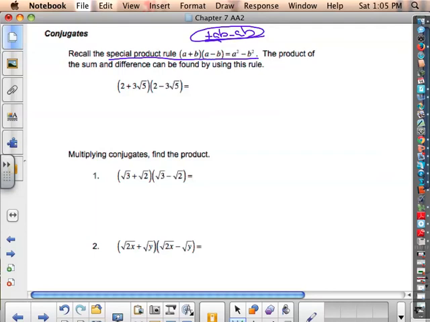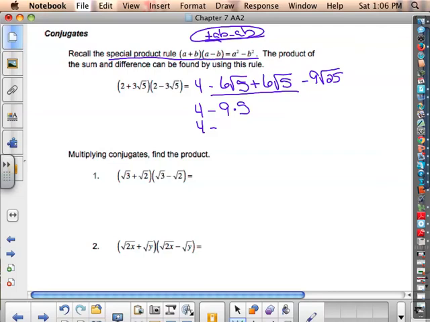So let's FOIL this. 2 times 2, 4, then minus 6 square root of 5, plus 6 square root of 5, minus 9 square root of 25. They cancel. We end up with 4 minus 9 times 5, or 4 minus 45, which is negative 41.